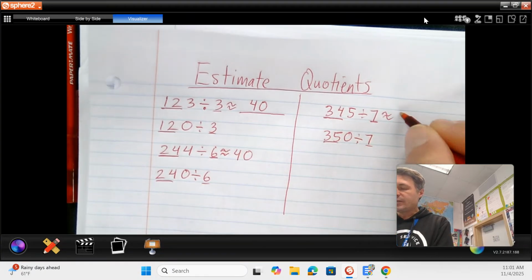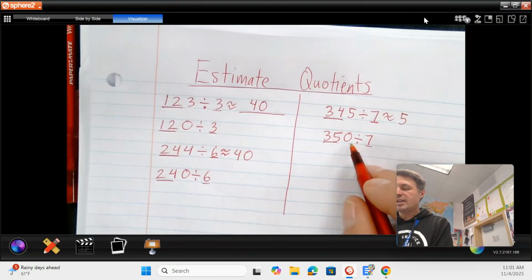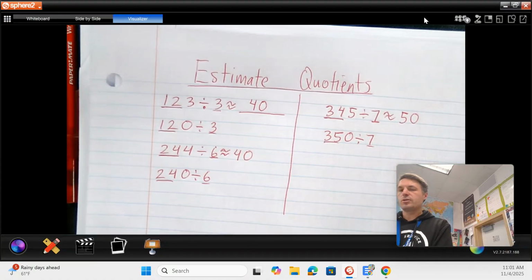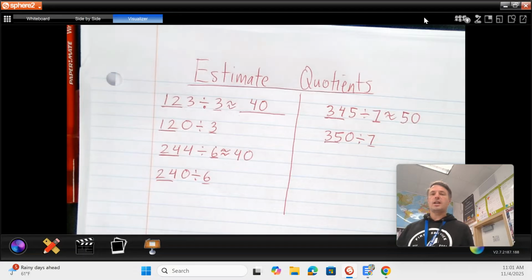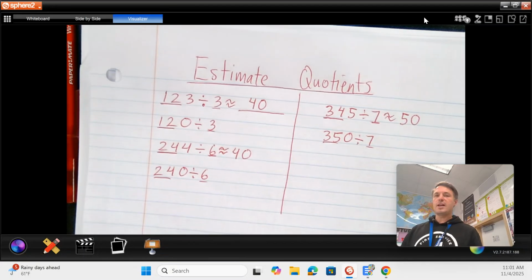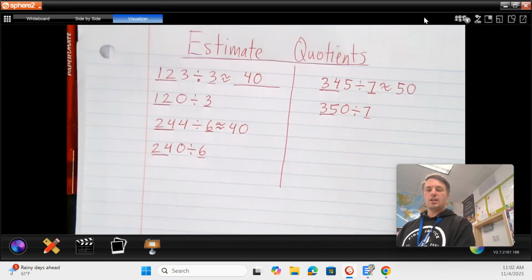35 divided by 7 is 5. And then we take this 0 from the dividend and drop it to the right of the 5 in the quotient. And so 345 divided by 7 is about 50.